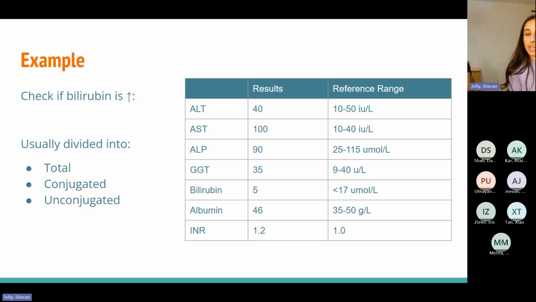And then looking at the bilirubin, if it's increased, think about a more holistic picture of what could be going on. It is divided into certain things: your total bilirubin, so all the bilirubin flowing through the biliary system, and conjugated and unconjugated bilirubin as well. We'll speak a little bit more about bilirubin metabolism later on, so you can get an idea of where the pathology is, depending on whether it's a conjugated or unconjugated rise.